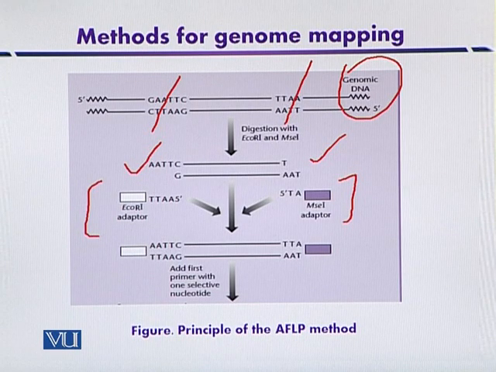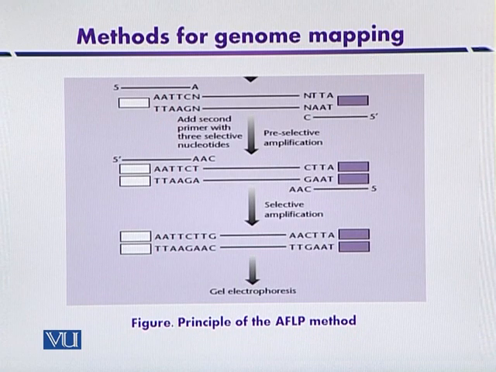But in the first reaction, we add the first primer with one selective nucleotide. How? So one selective nucleotide is added. For example, here with the normal sequence of the primer, another base is added, like adenine here and cytosine for another primer, so that the number of fragments will be reduced.